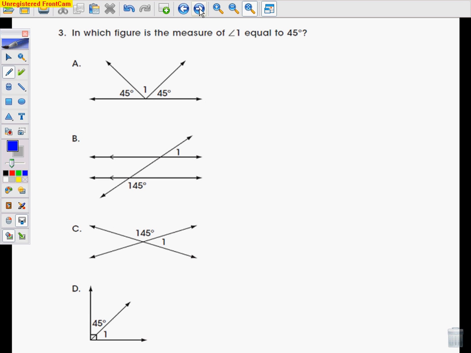All right, all that being said, let's go to problem number 3. In which figure is the measure of angle 1 equal to 45 degrees? Now, if we look at choice A, we should remember that every line has a total of how many degrees? 180. So that means that when I add up the 45, and whatever angle 1 is, we don't know what it is. Whatever it is, all of those three should add up to 180 degrees. So 45 plus 45 plus whatever the measure of angle 1 is has to equal 180. Well, we know that 45 plus 45 is 90.